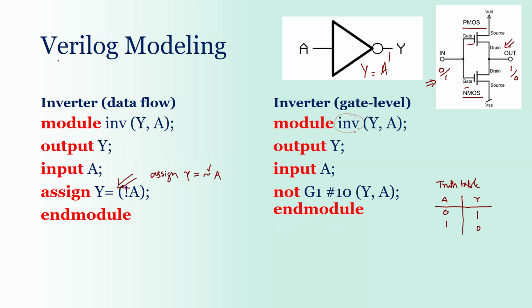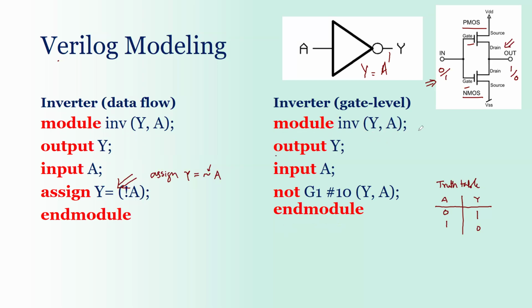I have given I and B, that is inverter. You can use also example or whatever. And in parentheses, I have defined output and inputs Y comma A, and you can also write A comma Y. So that order is not to be maintained here necessarily. You can use any order.